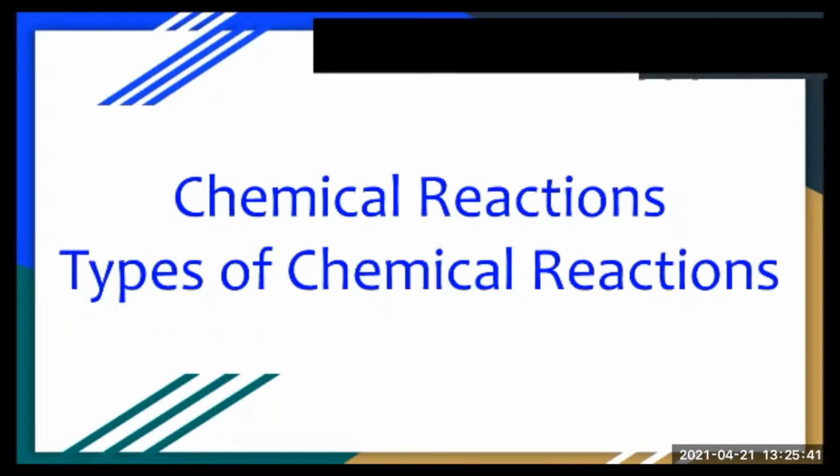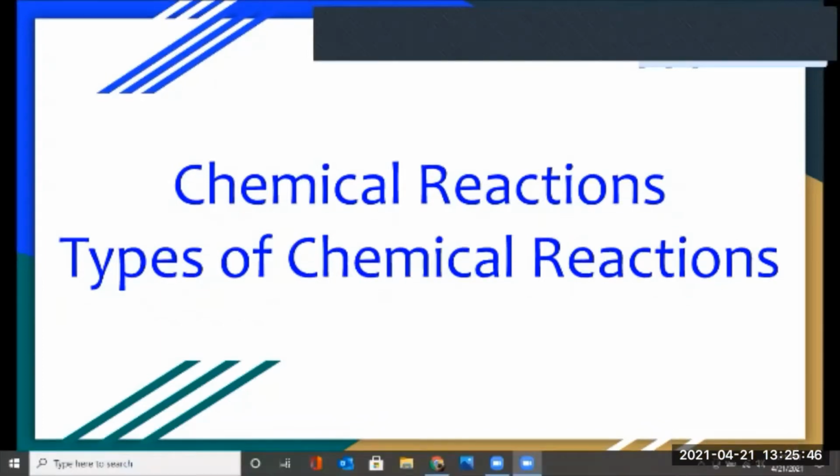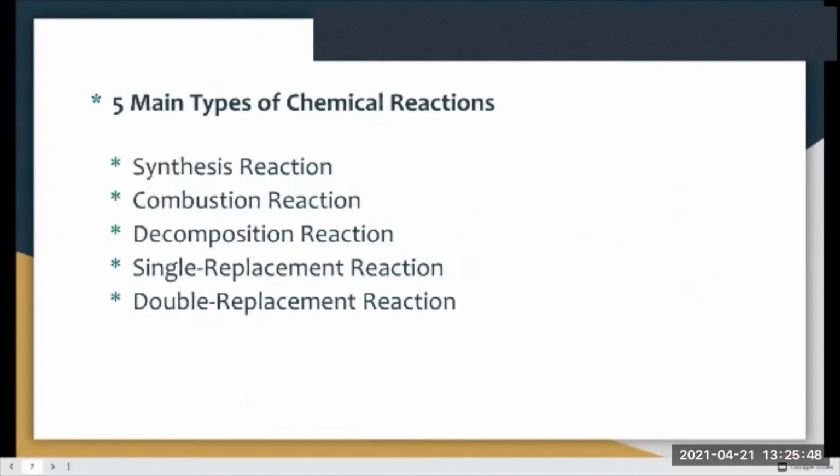Types of chemical reactions. There are 5 primary types of chemical reactions: synthesis, combustion, decomposition, single replacement, and double replacement. Now, please note that they used to hyphenate single and double replacement reactions. That is no longer the standard, so please don't hyphenate.